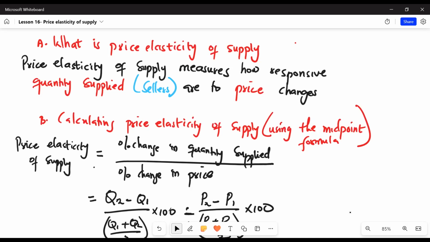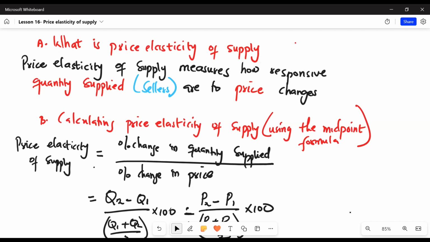Hi, welcome back. Our previous lesson was on other demand elasticities such as income elasticity and cross price elasticity. Today, we'll be moving on to price elasticity of supply.